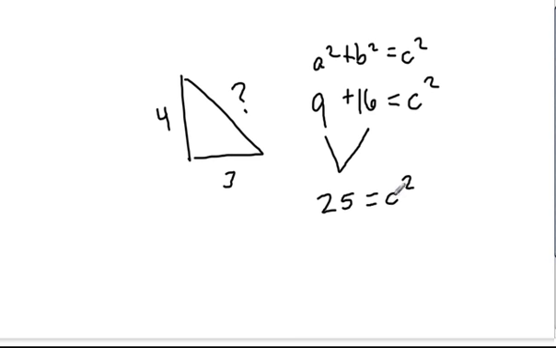However, we don't want to know what c squared is. We want to know what is c, this length, not the square of it. So the way we find that out is by taking the square root of 25. And that's 5. Because 5 times 5 is 25, so c equals 5.